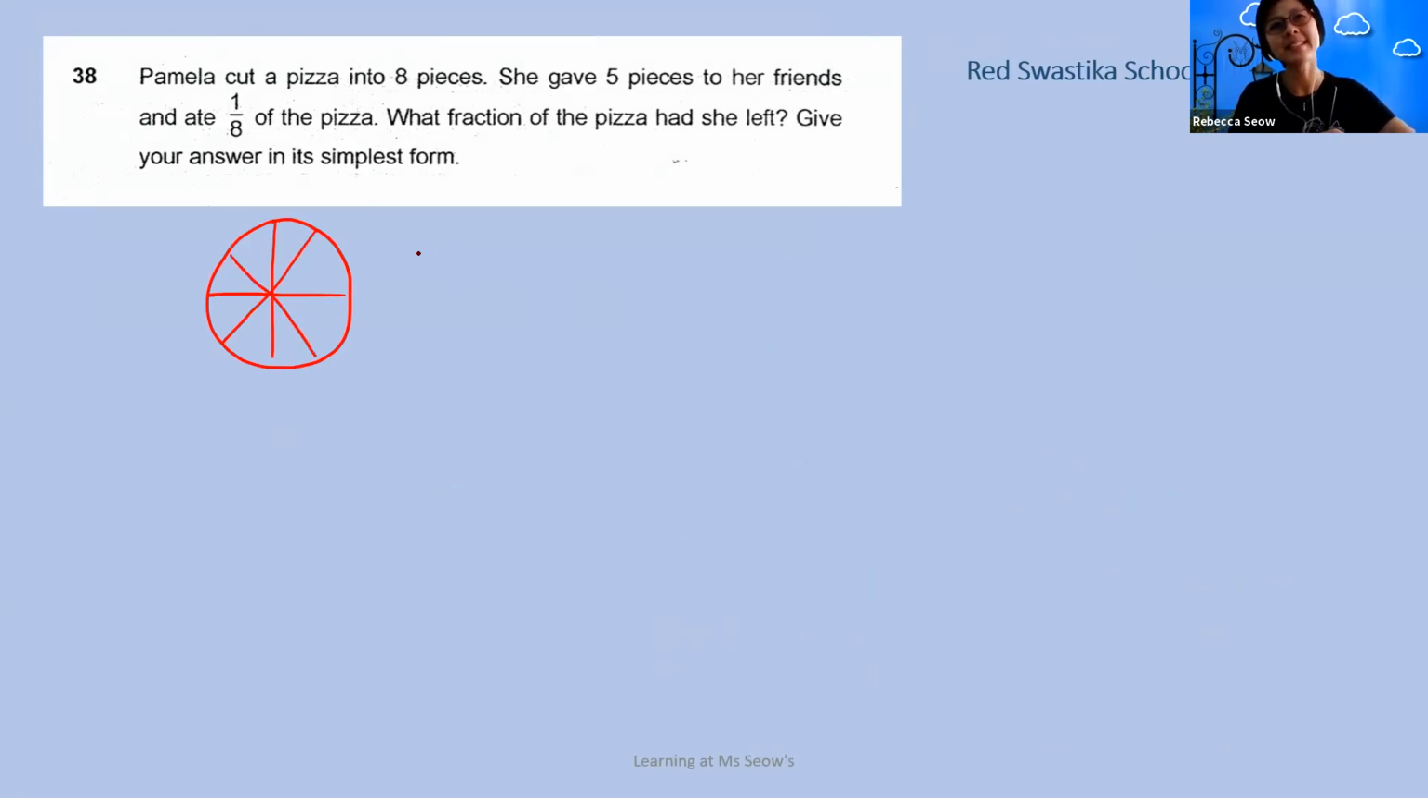So if there are 8 pieces, our denominator will be 8. Question says she gave 5 pieces to her friends. So 1, 2, 3, 4, 5, meaning 5 out of 8 were given. Apart from that, she ate 1/8 of the pizza. So this was what she ate.